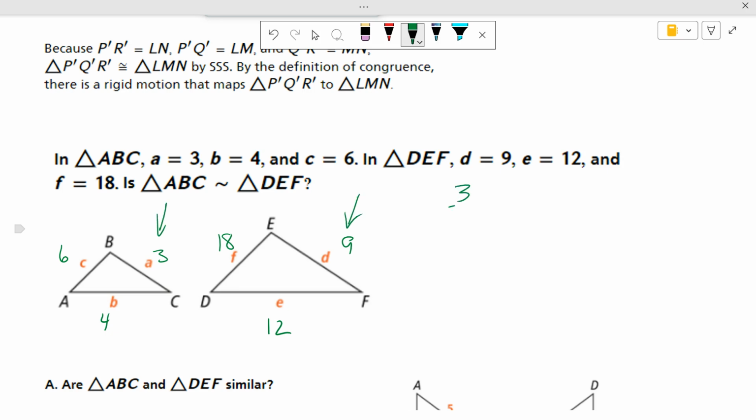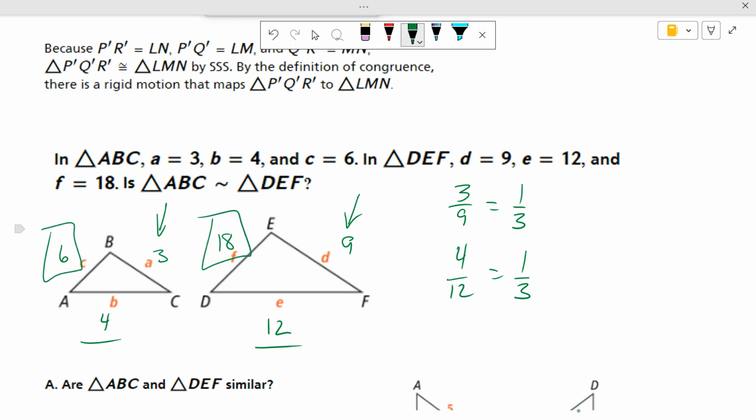3 and 9. 3 over 9 equals 1/3. What's medium and medium? 4 and 12. Is 4 over 12 1/3? And then what's long and long? 6 over 18. Is that 1/3?